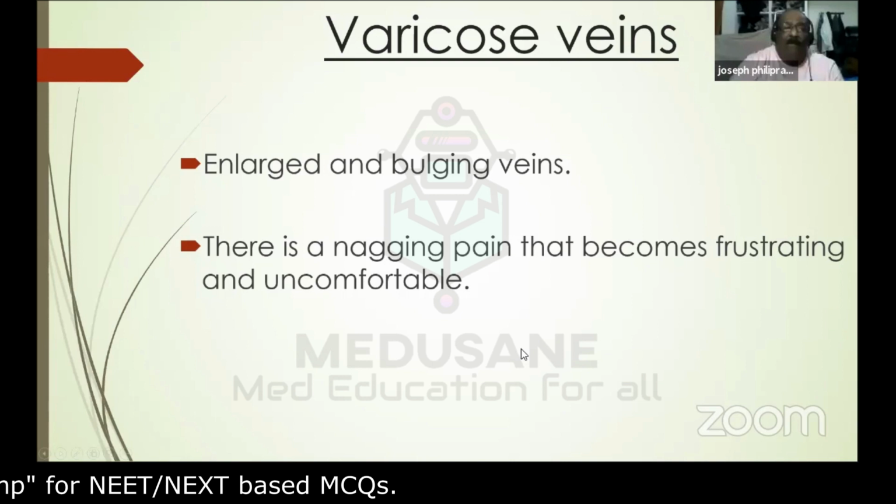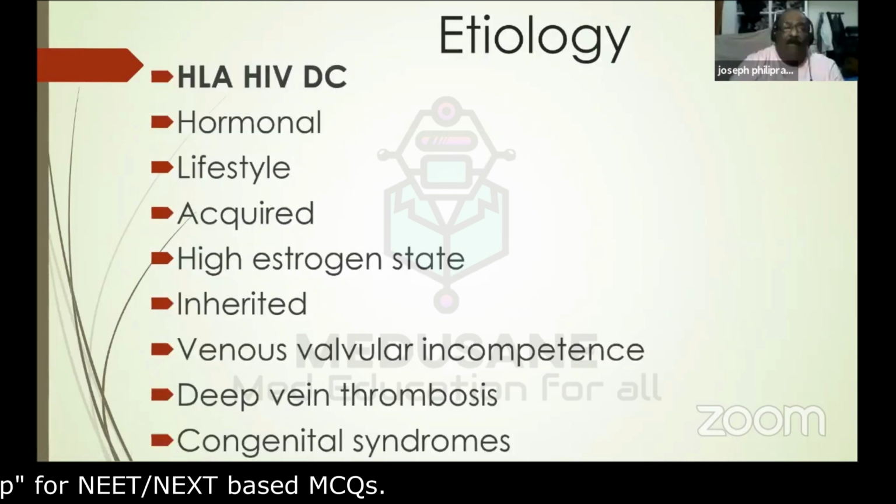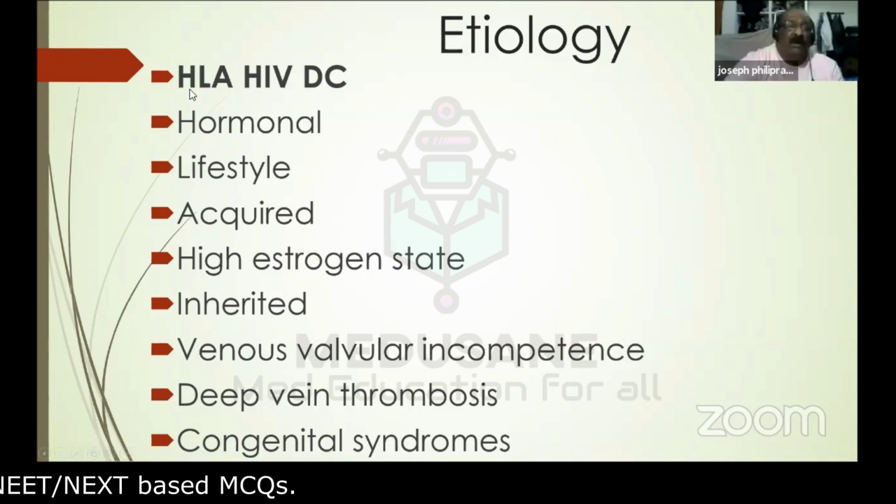Now, what are the causes of these varicose veins? A simple thing to remember is the mnemonic HLA, HIV, DC. You would have heard about HLA antigen, HIV infection, and direct current DC. So a simple thing to remember the etiology is HLA, HIV, DC.